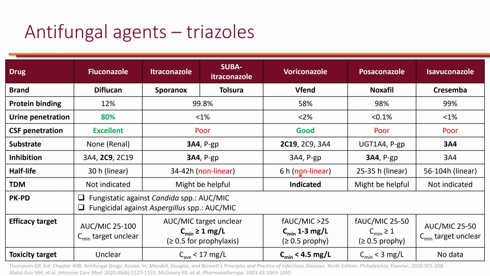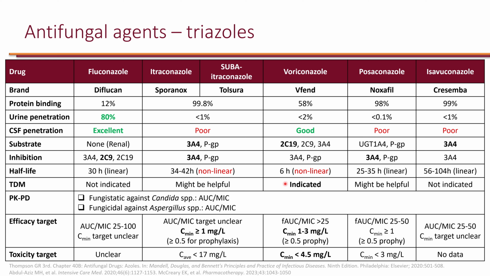Now the problem with voriconazole having nonlinear pharmacokinetics, as well as itraconazole, is that the dose adjustment based on the levels is not straightforward. So for example, doubling the dose doesn't necessarily double the serum concentrations.